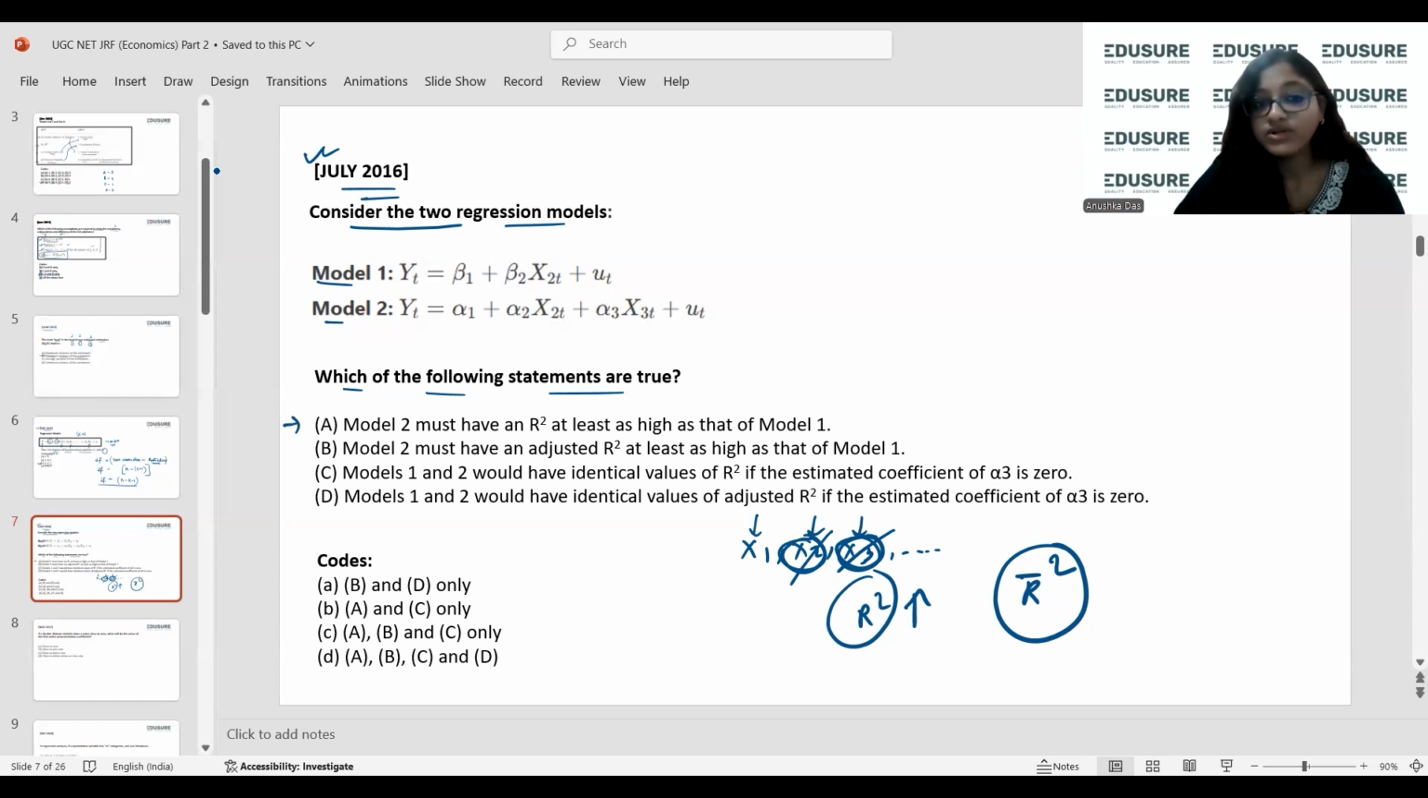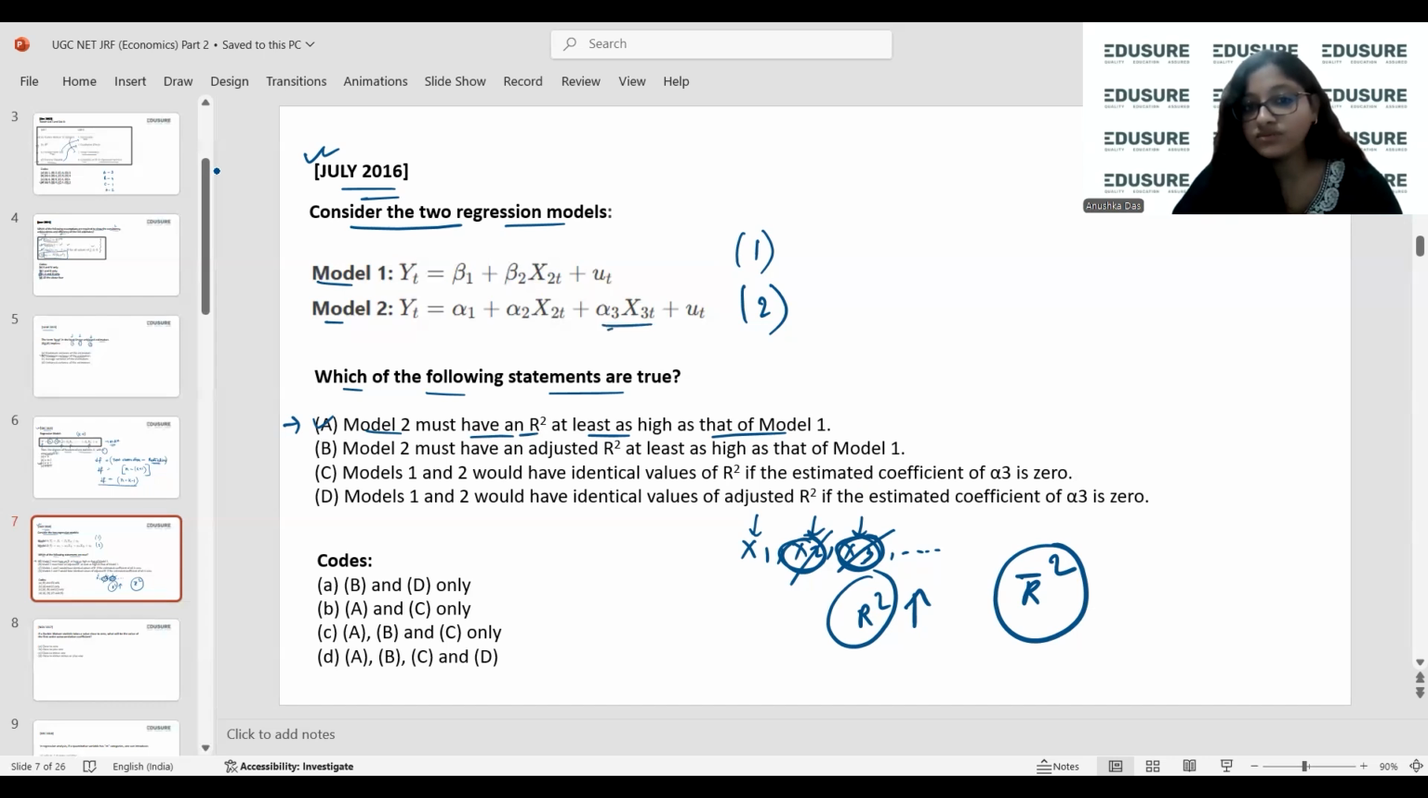First option says model 2 must have an R square at least as high as model 1. See, model 2 has two independent variables, model 1 has one independent variable. As I've told you, if you keep on adding variables, R square will always increase. So this statement is absolutely true. R square will be definitely higher than model 1, or at least similar. It cannot decrease.